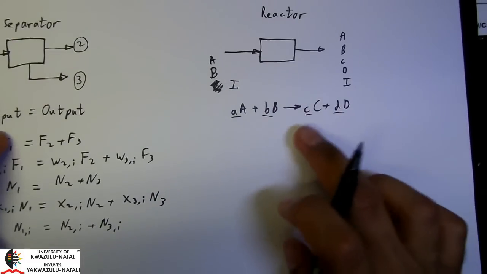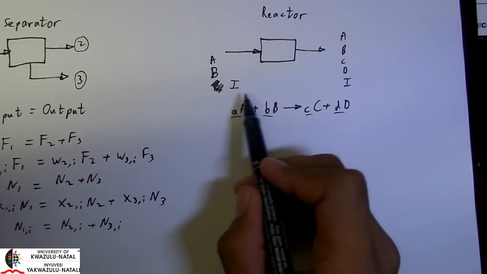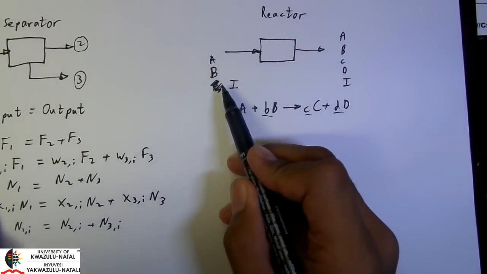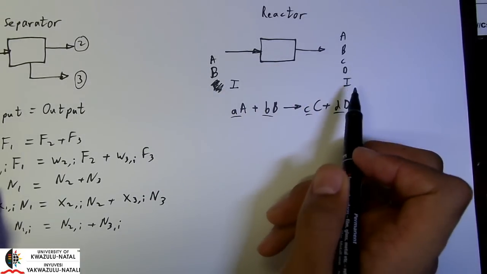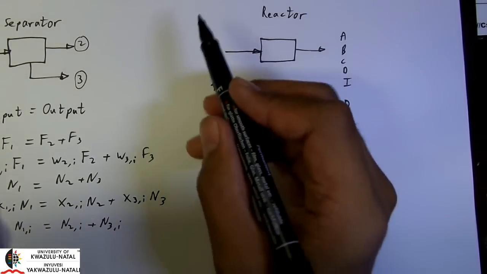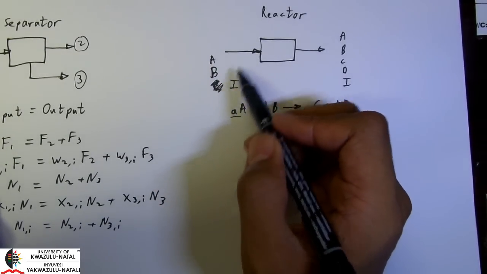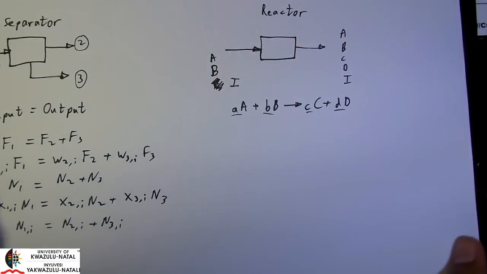Okay, so in this particular case, I represents an inert, something that's not participating in the reaction. So it goes through the reactor unchanged. Okay, it goes in and it just comes out. Okay, but the amounts of A and B have changed because some of the A and B would have converted into C and D.